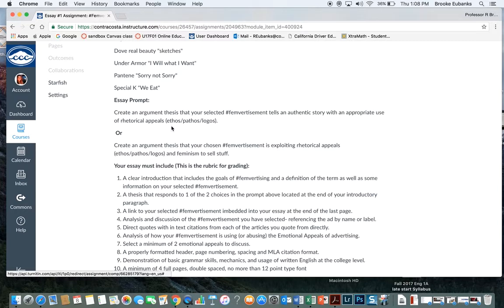And in ads like the Misty Copeland ad, we have ethos, credibility, because the ad isn't just selling us this general idea of "I will what I want." It is giving us a credible example from a real person who defeated the naysayers and succeeded. So that is an explanation of the essay prompt for option 1.